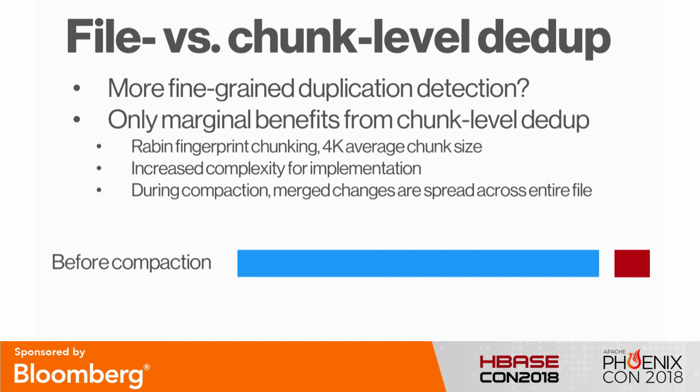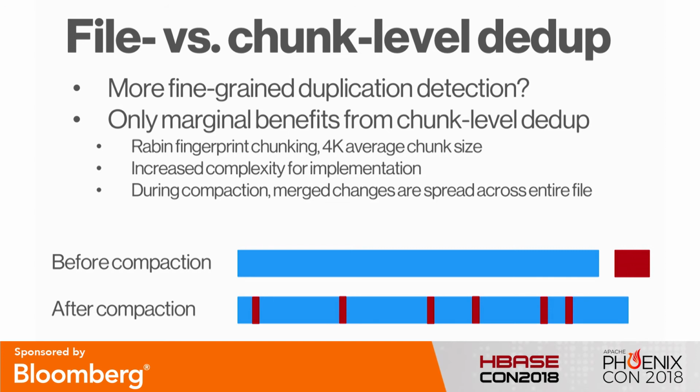Let's say, for simplicity, I'm only talking about 2 files, and what happens during major compaction. Before major compaction, we have 2 files: a large file, and a smaller file to be merged in. After compaction, what we observed is that the merge changes are spread almost across the entire file sparsely. As a result, when we are doing chunk level dedupe, for example taking chunk boundaries inside those files, most of the chunks are modified. As a result, you couldn't easily find a duplicate chunk.